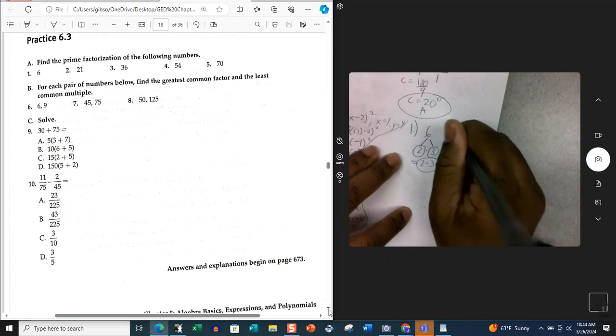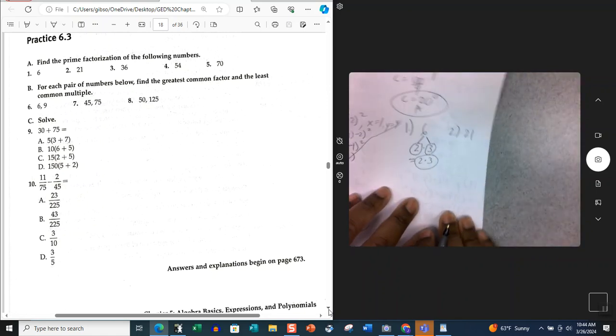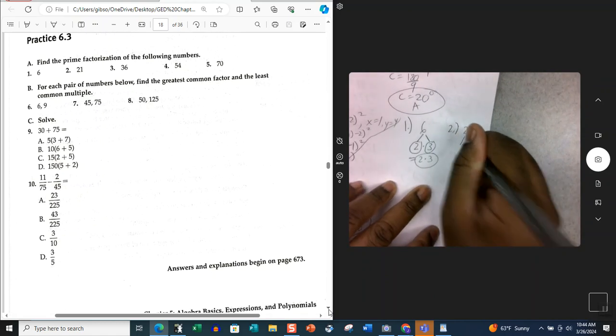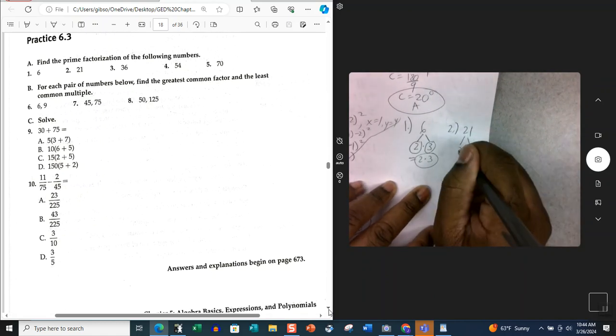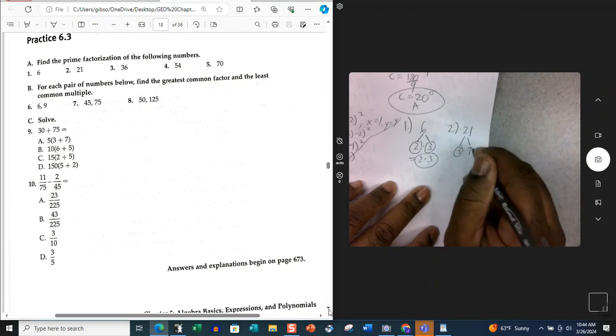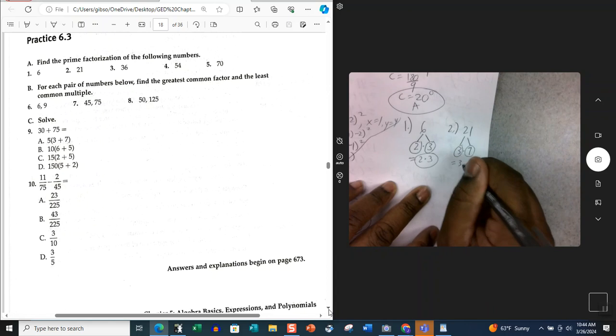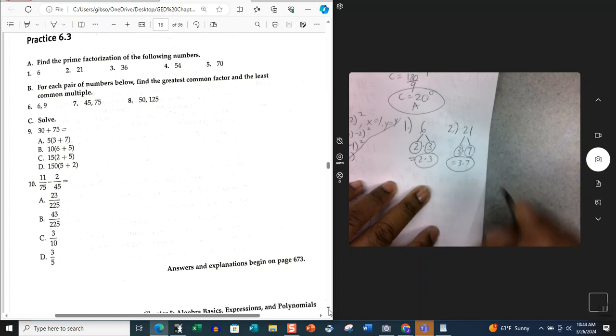So now we go to number 2. It's 21. We'll break 21 up into its prime factors. We can do 3 times 7. Now 3 is a prime number because it only has factors 1 and 3. 7 is a prime number also because it only has factors 1 and 7. So our prime factorization is 3 times 7.